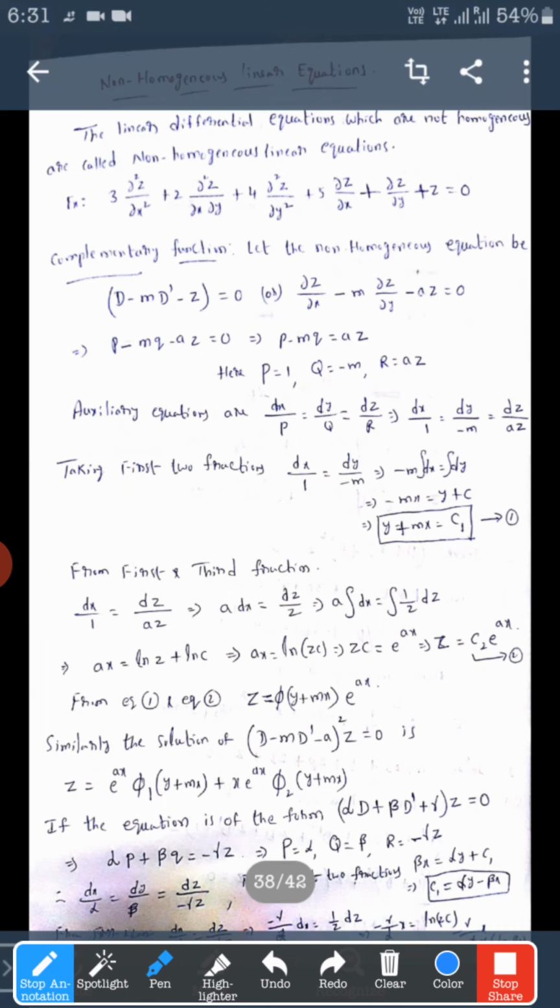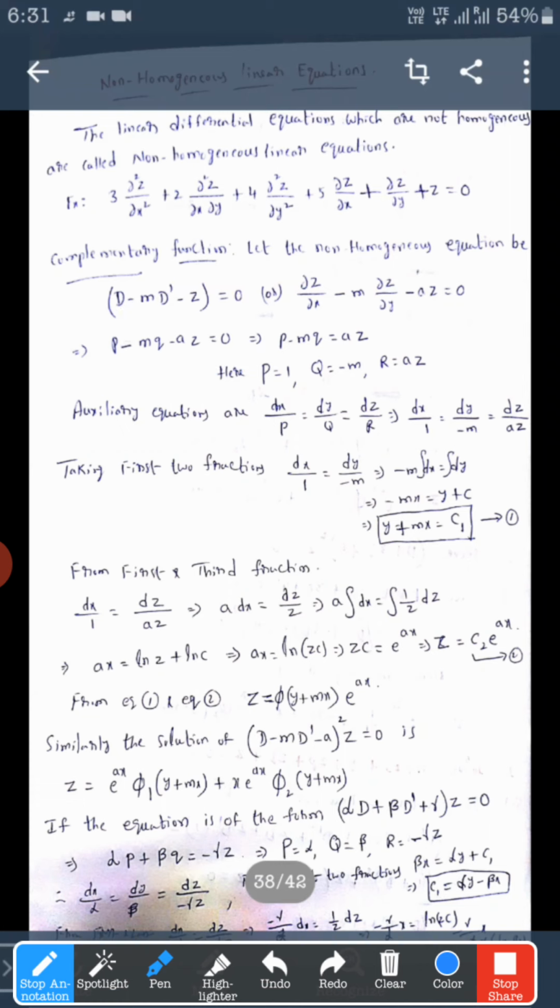Then we learn how to find a complementary function. Let the non-homogeneous equation be written in this form: (D - mD' - a)z = 0. Then this can be written as, in place of D, I am writing ∂z/∂x, and in place of D', we are writing ∂z/∂y. Then, after simplification, the equation changes into the form p - mq - az = 0, that is, p - mq = az.